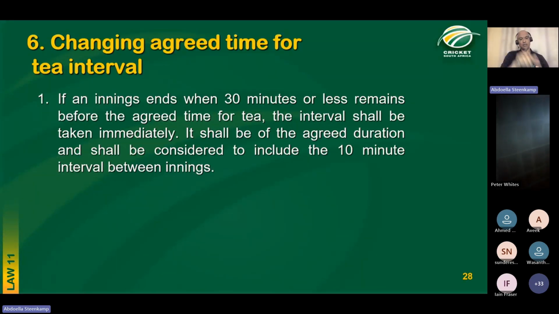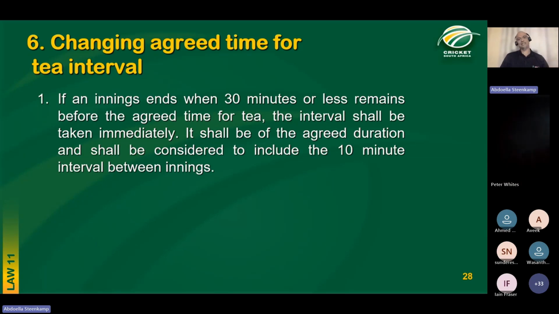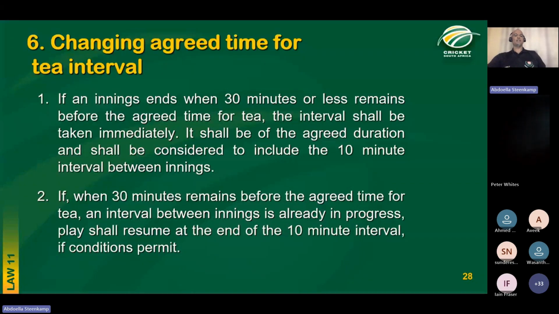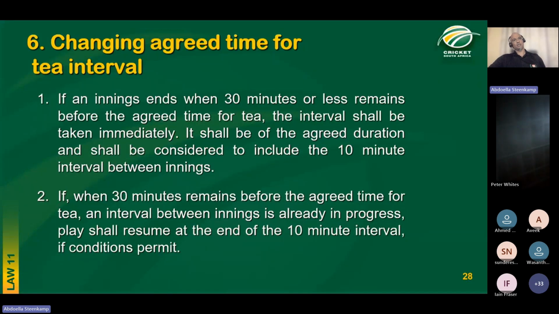We will then include our 10-minute change of innings in our tea interval. This is flexibility that the lawmakers brought in when it comes to our tea interval, to allow us to maximize play. When 30 minutes remain before the agreed time for tea, and we already have a change of innings interval in progress, we need to have the 10-minute change of innings interval. Okay, that's theory. Let me give you an example to show how the theory works.